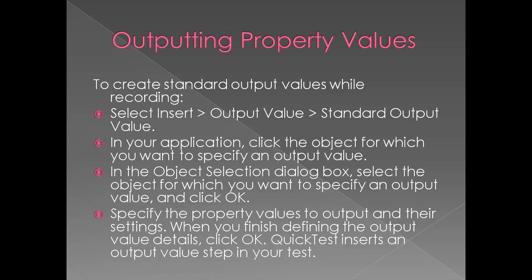If you select a table item, the Table Output Value Properties dialog box opens. 4. Specify the property values to output and their settings. 5. When you finish defining the output value details, click OK. Quick Test inserts an output value step in your test.